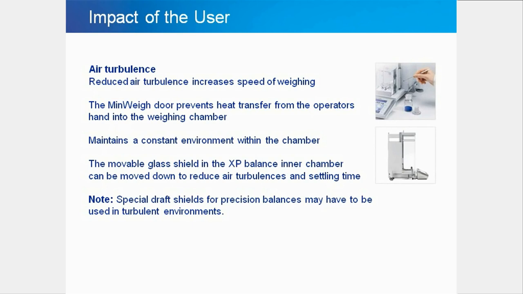The user should be able to reduce air turbulences to speed up weighing. The min-weigh door prevents heat transfer from the operator's hand into the weighing chamber and also maintains a constant environment within the chamber. The movable glass shield in the XP balance inner chamber can be moved down so that air turbulences and the settling time can be reduced to a minimum.